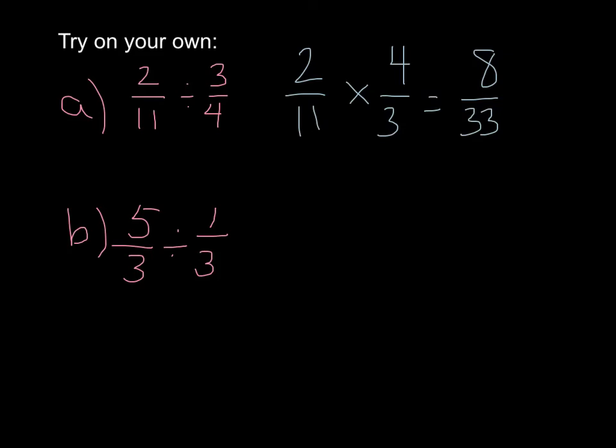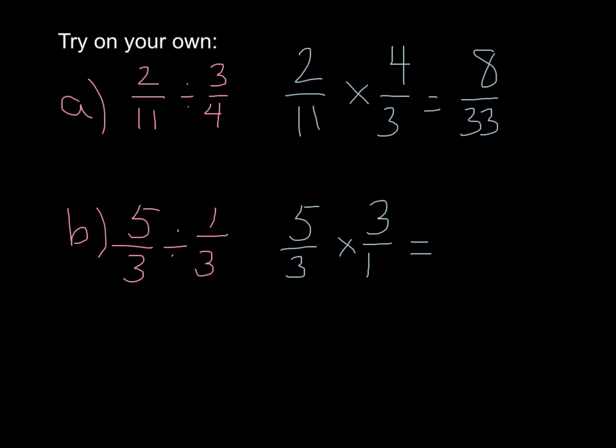Part B, we have 5/3 divided by 1/3. So we're going to keep the first exactly the same. We're going to change division to multiplication. And we are going to flip our second fraction. So when we flip it, we are going to get 3/1. Even though 3/1 is considered 3, you should write it as a fraction so that way it's easy to multiply when we are multiplying fractions.